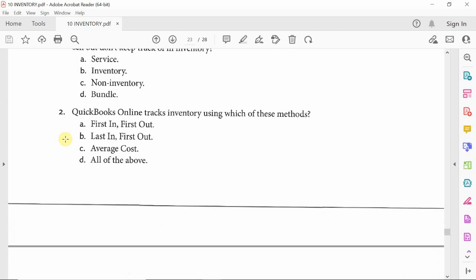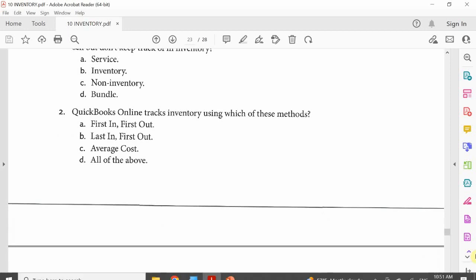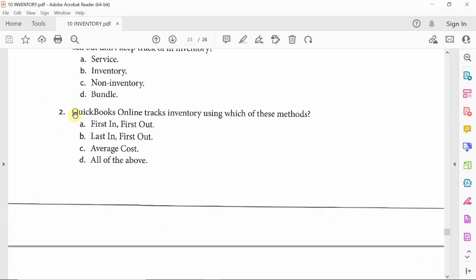So QuickBooks Online uses what type of costing method to keep track of your inventory? In this case, it uses first in, first out.